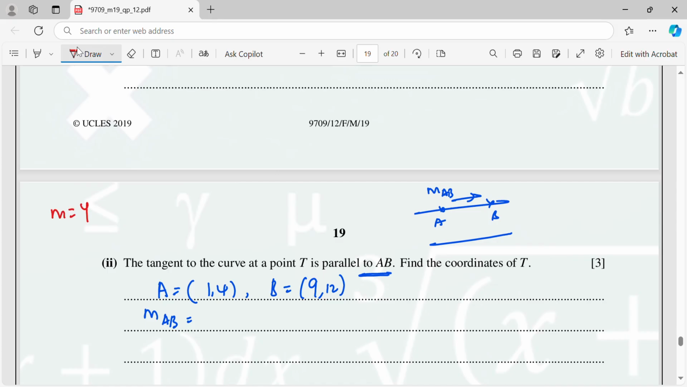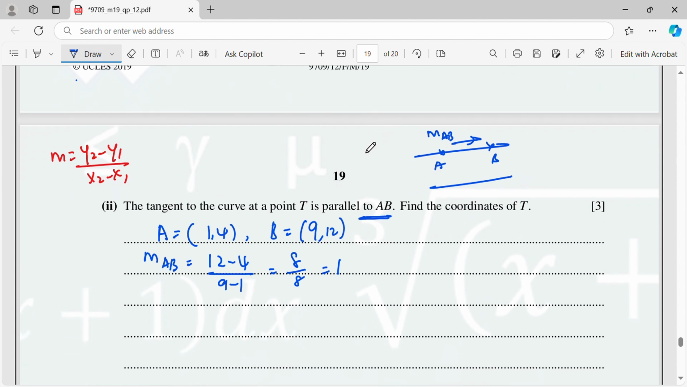So m is basically y2 minus y1 over x2 minus x1, given 2 points. Then from here, I use the bigger y, which is 12. So 12 minus 4 over 9 minus 1. This is 8 over 8, that is 1. Okay, I found the gradient of AB, 1. That means the gradient of the tangent is also 1.